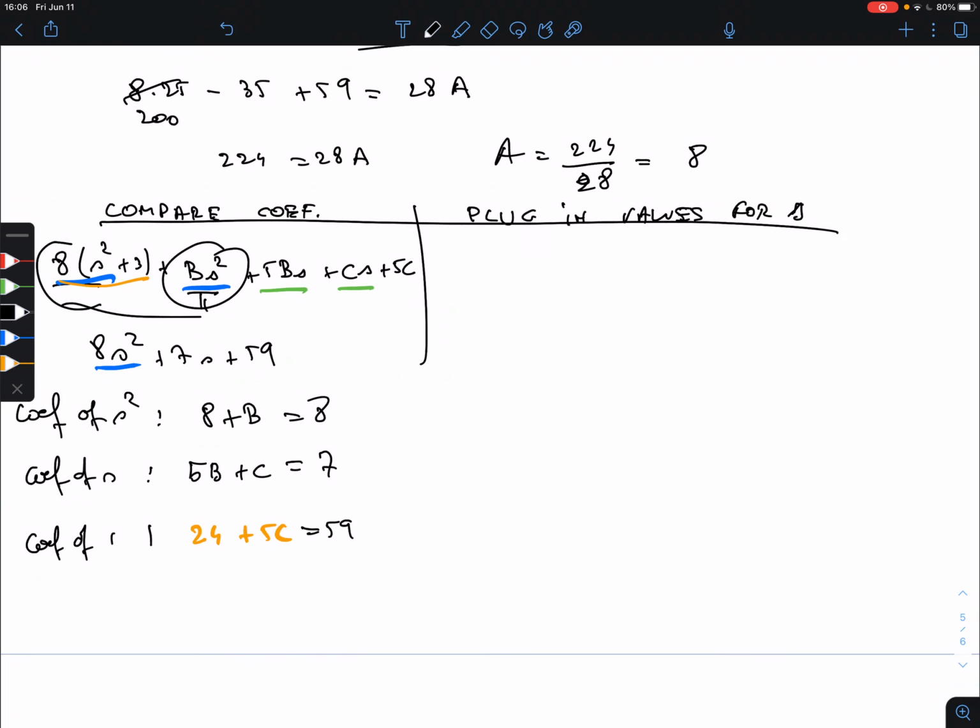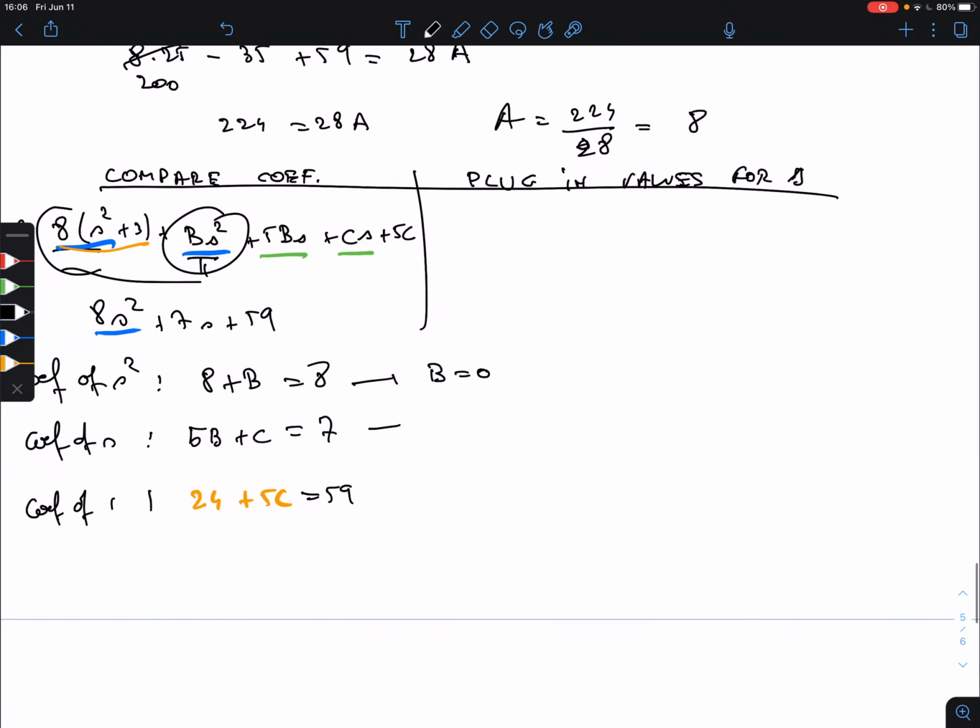Now, it is a bit strange here. We have 3 equations, but only 2 unknowns. So it better works. So let's see. Is this okay? Well, the first one actually tells us that b is 0. That's already nice. If b is 0, then we see from the second one that c is 7.